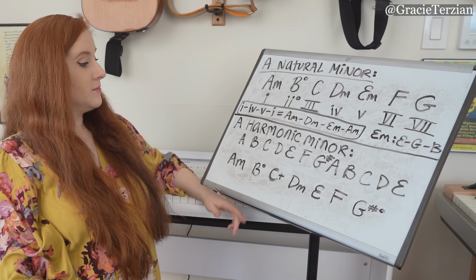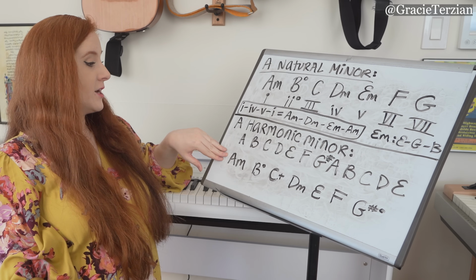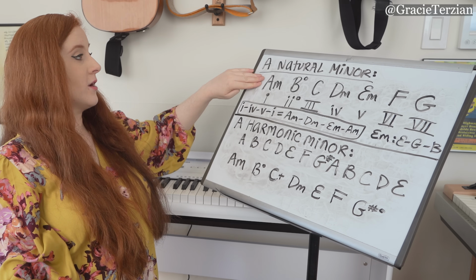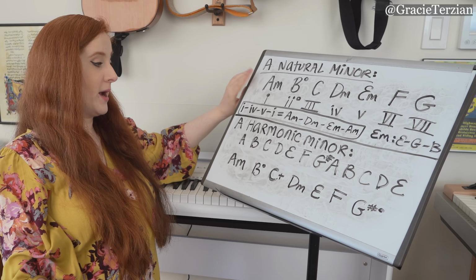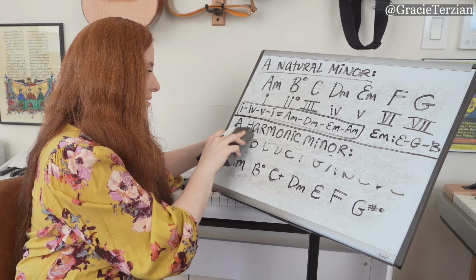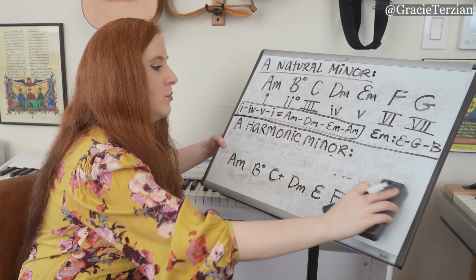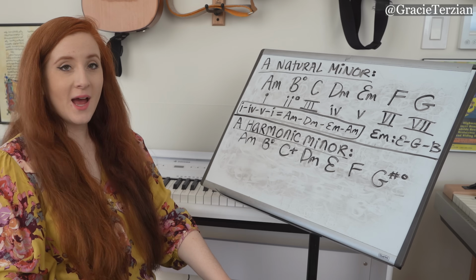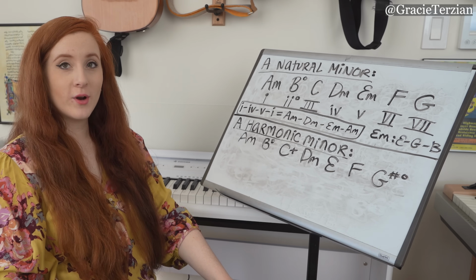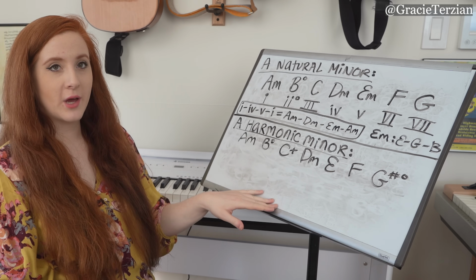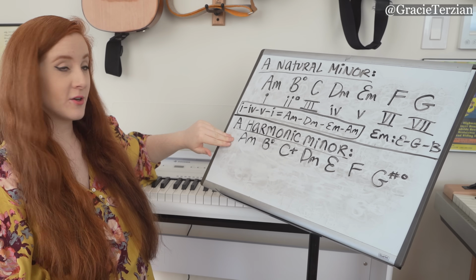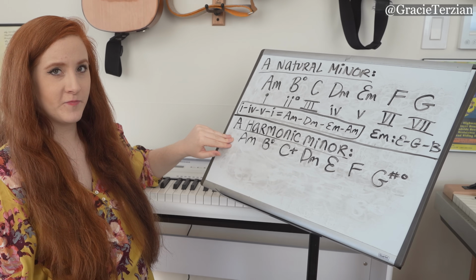So if you look, these are our diatonic chords for A harmonic minor, and these are our diatonic chords for A natural minor. So now I'm just going to erase this and move these chords up just so I have a little more room. So now we can compare the diatonic chords of these two scales, okay? So we're comparing the diatonic chords of A natural minor and the diatonic chords of A harmonic minor, okay?